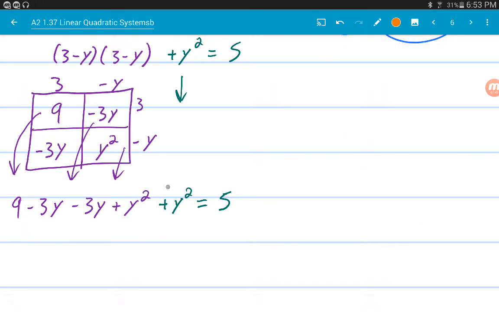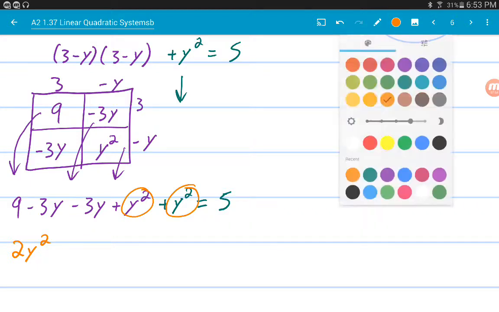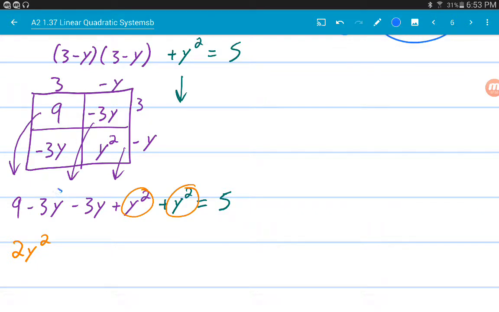Now let's combine some like terms. Y squared and y squared are like terms. When I add those up, I'm going to get 2y squared. Negative 3y and negative 3y are like terms. That gets me negative 6y. The 9 stands by himself, so I'm going to put that plus 9 at the end. That's equal to 5.